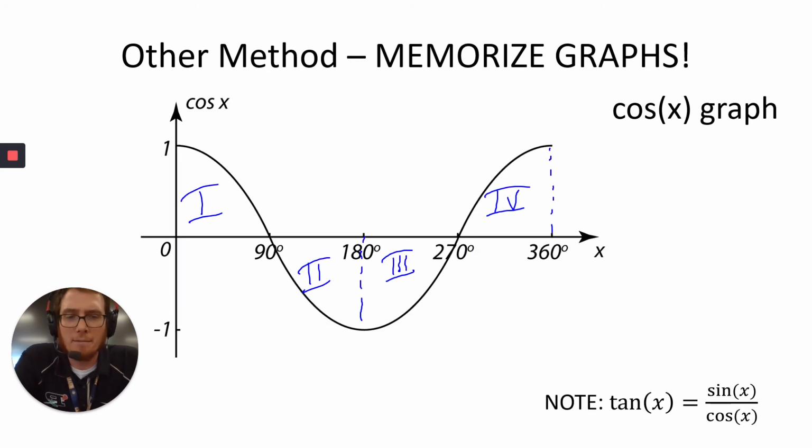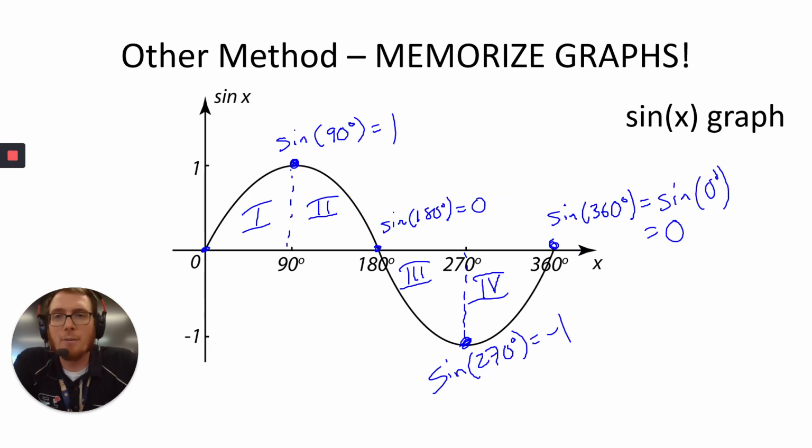Here's what you're looking at. Oh, sorry, there was the cosine graph for a moment. The sine graph starts at 0, 0. At 90 degrees it goes up to 1, which is the quadrantal angle at 90 degrees. Sine of 90 is 1. Sine of 180 is 0. Sine of 270 is -1, and sine of 360 is 0 because it matches up with its coterminal angle of 0 degrees.